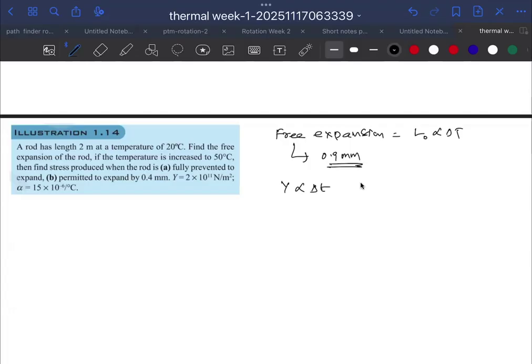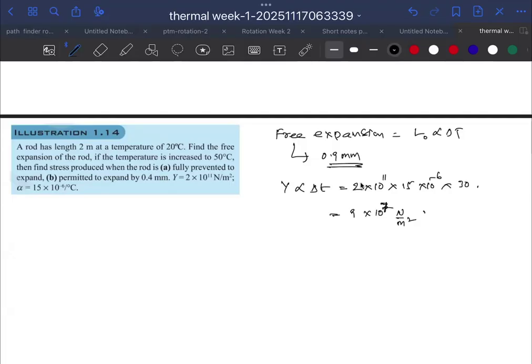Y alpha delta T. So Y they have given as 2 into 10 power 11, alpha given, and temperature difference 50, right? Temperature difference 30, right? So 2 into 10 to the power of 11, alpha is 15 into 10 power minus 6, difference of temperature is 30, 39 into 10 to the power of 6, 12 minus 6, kada? 7 Newton per meter square. Pretty high.